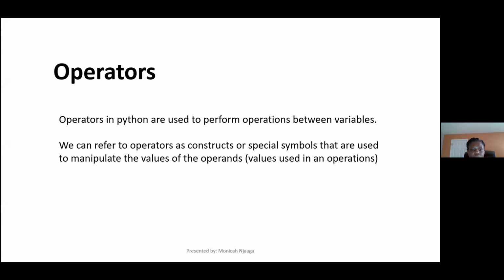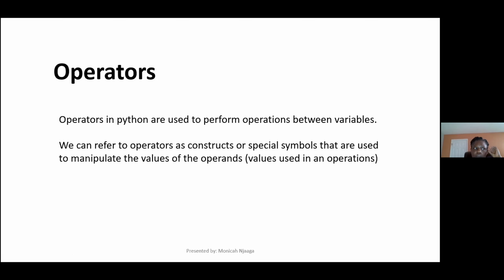So I will go to operators, and this will be a little interactive because I'll also be doing some things on the terminal so you can see what exactly we are doing. You might be wondering, what are operators? Operators in Python are used to perform operations between variables. We also refer to operators as constructs or special symbols that are used to manipulate values of the operands, which are the values in an operation.